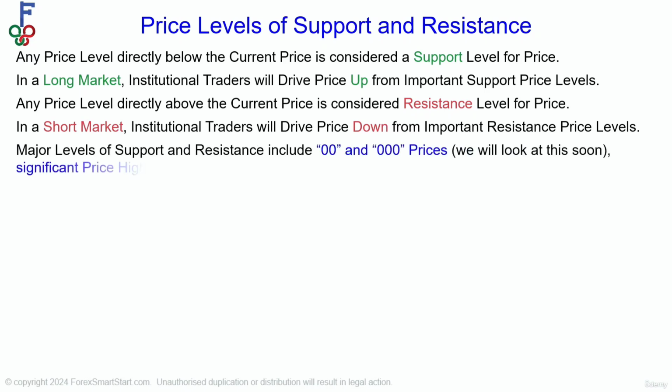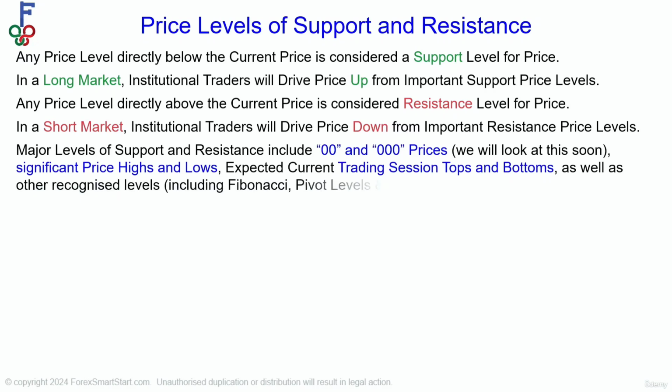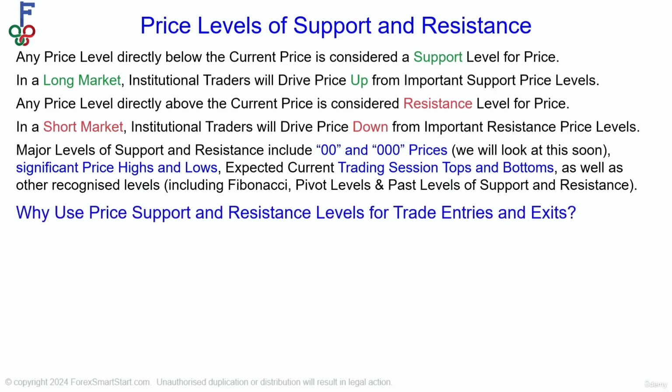Major levels of support and resistance include double zero and triple zero prices, significant price highs and lows, expected current trading session tops and bottoms, as well as other recognized levels, including Fibonacci, pivot levels, and past levels of support and resistance. Why use price support and resistance levels for trade entries and exits?